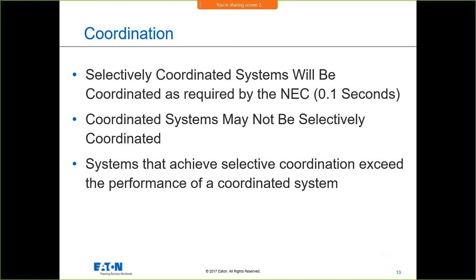So the bottom line on 0.1 seconds is selective coordination systems will be coordinated as per the requirements of the NEC for 0.1 seconds. So if you selectively coordinated, you've exceeded the code requirements with regard to Article 517. If you are meeting the 0.1 second rule, which means the process that I just described, you're only coordinating in the overload region, then you're ignoring fault currents that would definitely not meet a selectively coordinated system. And systems that achieve selective coordination exceed the performance of a coordinated system.